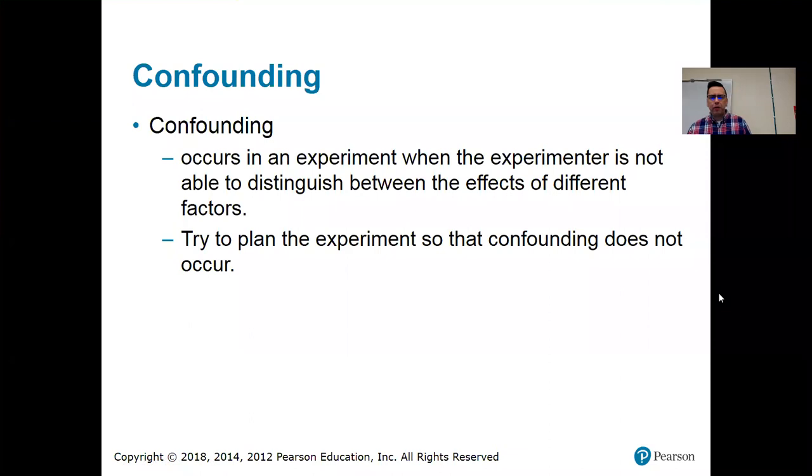All right, continuing with the vocabulary of chapter 1, lots of vocabulary in chapter 1. Confounding occurs in an experiment when the experimenter is not able to distinguish between the effects of different factors.